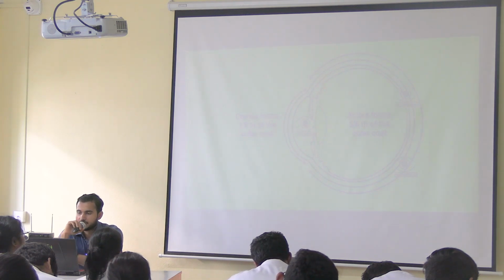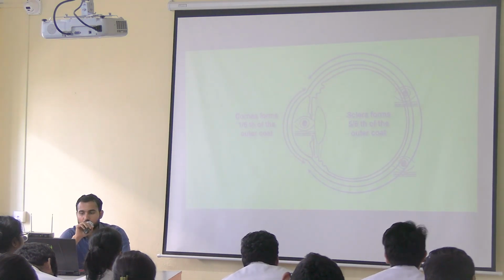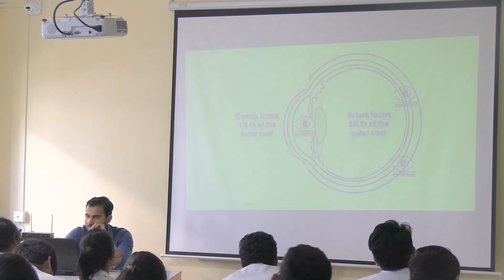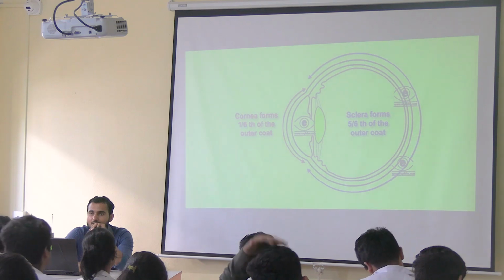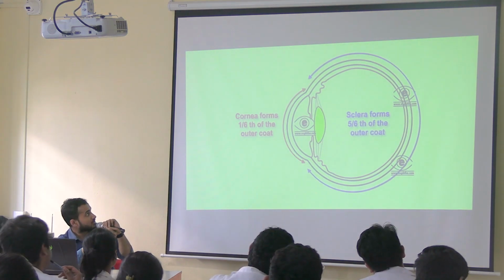Now in this diagram you can see which part is sclera and which part is cornea. As you can see, sclera is forming 5/6 of the fibrous layer, and only 1/6 is made up of cornea. The color codes are given as you can see over here.